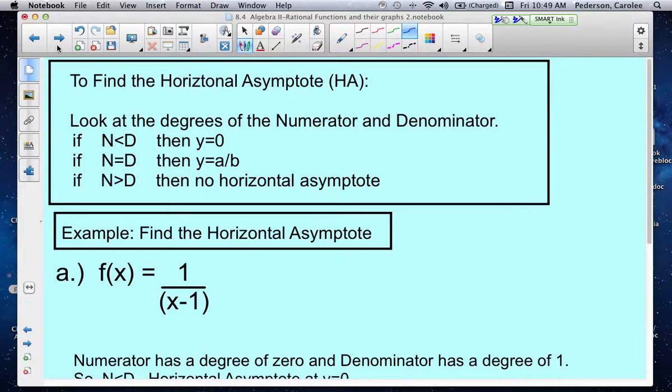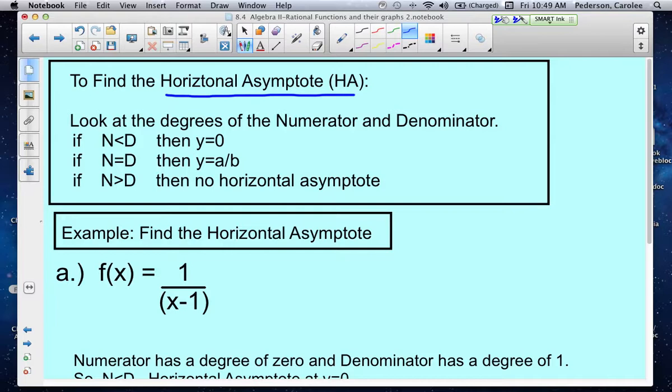All right, the next slide. I do want you to write this entire box down. To find the horizontal asymptote, for short, just call it HA, look at the degree of the numerator. Remember, the numerator is the top of the fraction, and the degree of the denominator, which is the bottom of the fraction. There are 3 different scenarios.